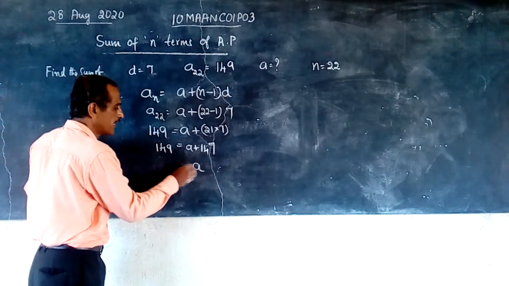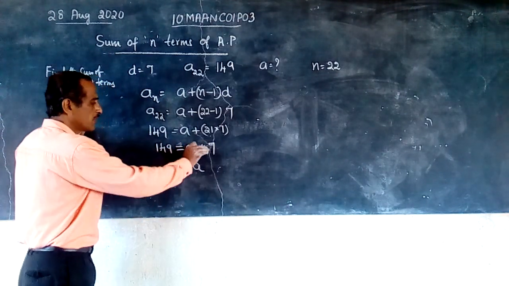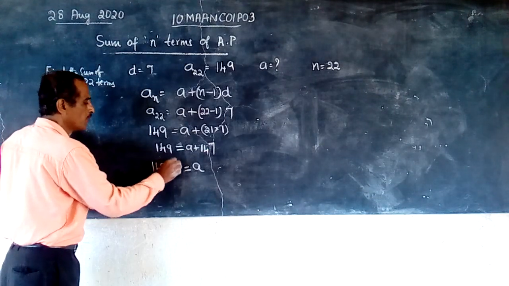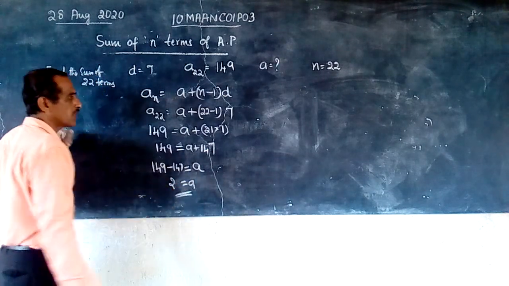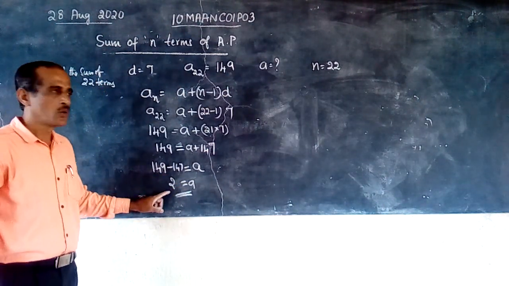Therefore a is equal to, I keep a here itself because it is in the positive form, so carry this 147 to this side. 149 minus 147 is 2. A is equal to 2. So you have to calculate the value of a like this. A is equal to 2.